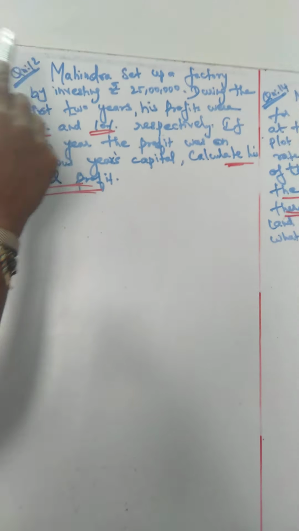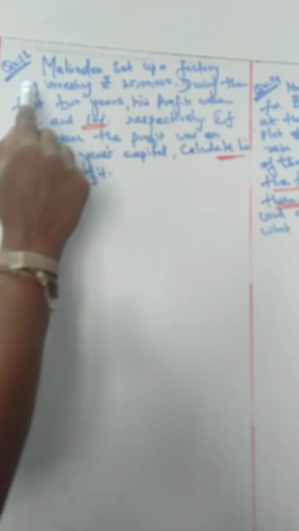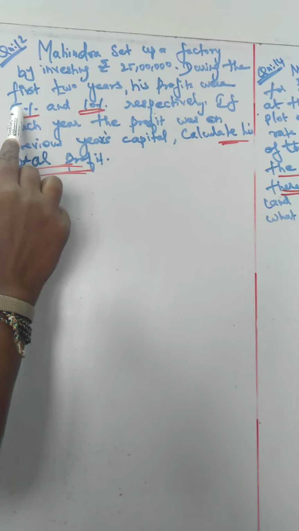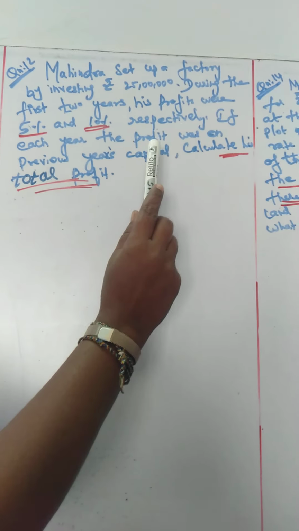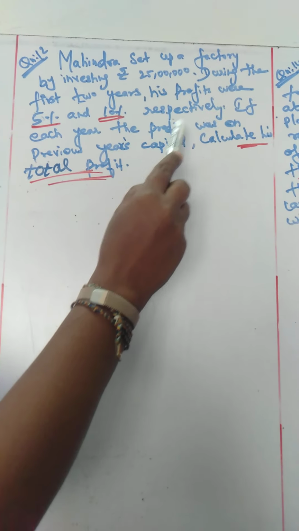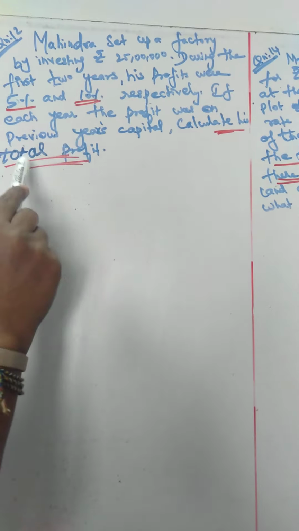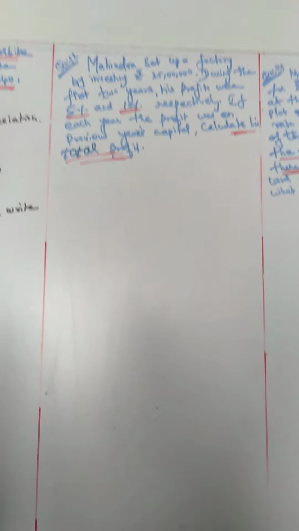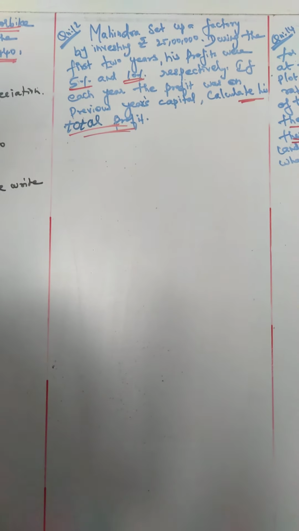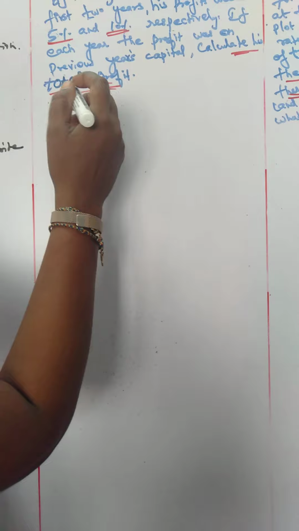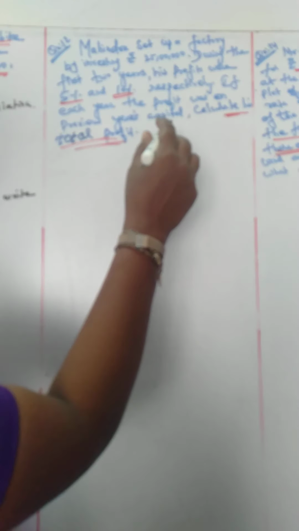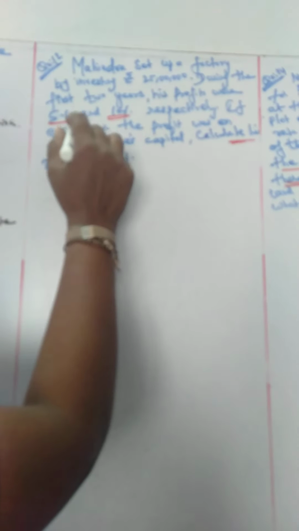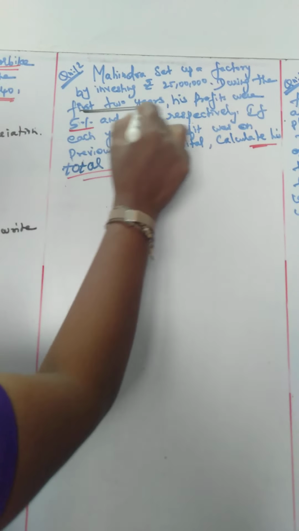The next question is question number 12. Mahendra set up a factory by investing rupee 25 lakh. During the first 2 years, his profits were 5% and 10% respectively. If each year the profit was on previous year's capital, we have to calculate his total profit. Okay, very simple. That is after first two years, right? So next there are total number of years here is 3 years, right? If each year the profit was on previous year's capital. Okay, here during the first 2 years his profits were 5%, 10%. Okay, so here n value is 2 only.